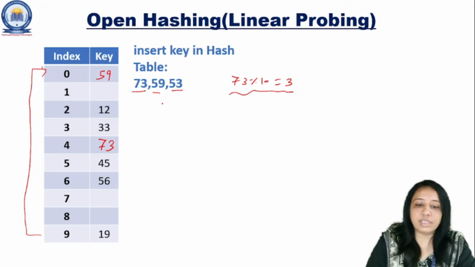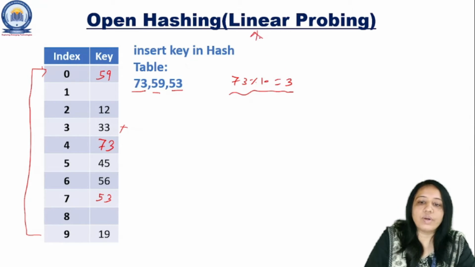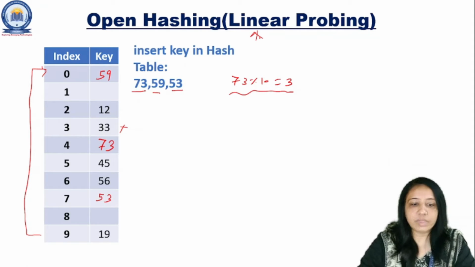Again the 53. So the index is 3. So this is not available. So again it will search for the next free location. So it will be available at index 7. So 53 is going to be stored there. So this is called what? The linear probing.